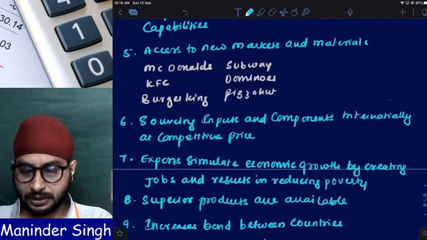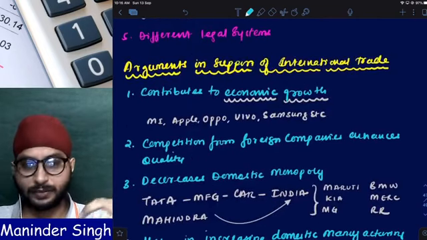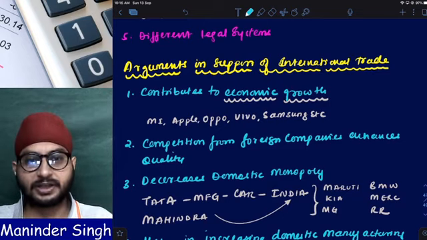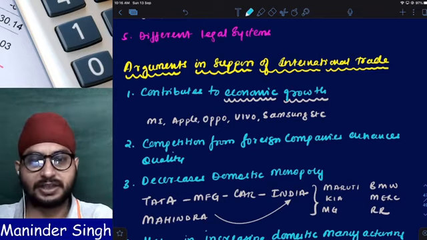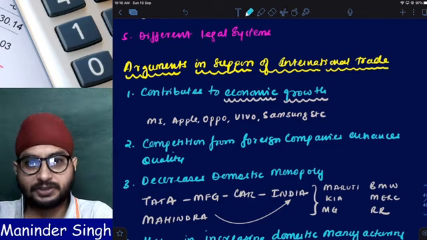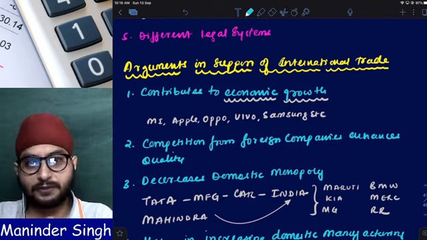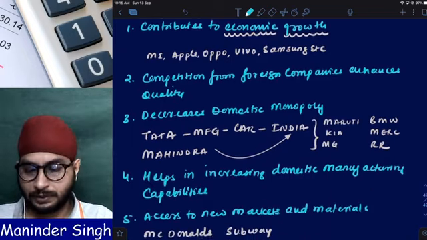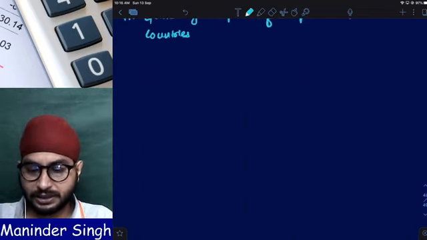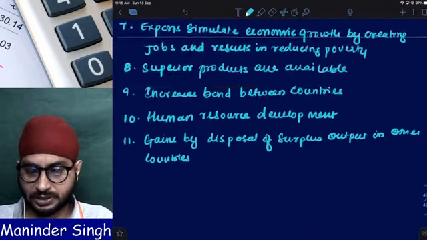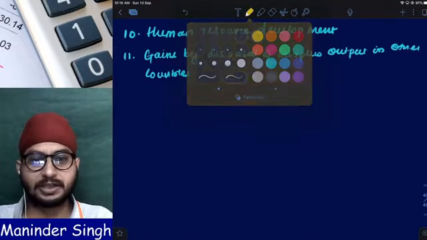So these are the arguments in support of international trade. Those people who are telling that international trade is beneficial, they are giving these reasons. These are some of the reasons because of which international trade is better. Now let us see from a negative point of view, arguments against international trade. Why are people telling that international trade is not good?